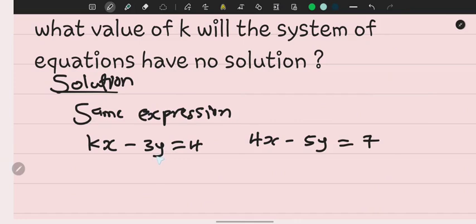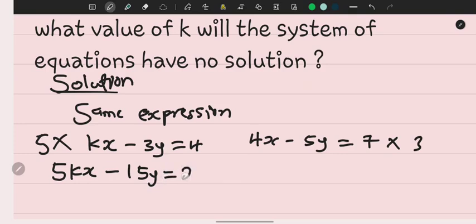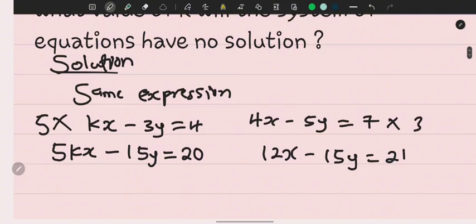The coefficient of y in equation 1 is minus 3, and that of equation 2 is minus 5. To ensure you have the same coefficient, you interchange the coefficients. What I mean by that is, multiply equation 1 by 5 while you multiply equation 2 by 3, so that you have 5kx minus 15y equals 20, and here you have 12x minus 15y equals 21. Now we have the same coefficient of y in both equations.